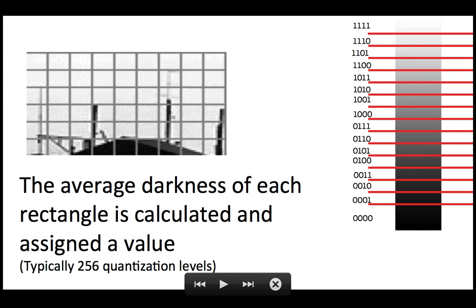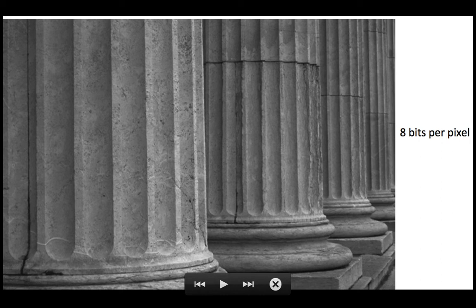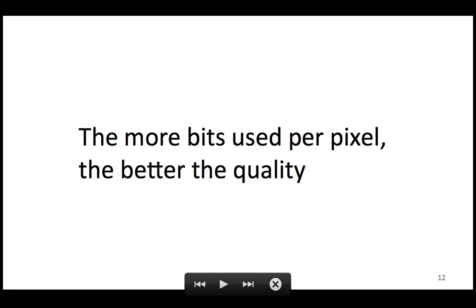So if you have 256 shades of grey, which is quite typical, you need 8 bits per pixel. In this example, we've only got 16 shades of grey, or 16 possible quantization levels. So in that case, you only need 4 bits per pixel. That's another dimension in which you can change the quality. The more bits you use per pixel, the better the quality.